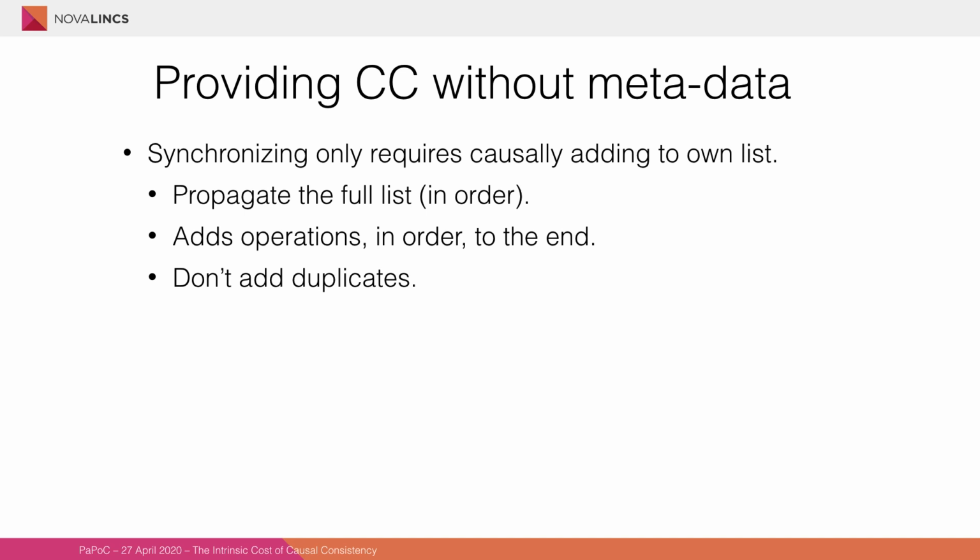And to do this, we propagate the full list as a first step. And when we receive the list, we add all operations in the same order to the end of our own list. The only thing we have to do is ensure that we don't add any duplicates.